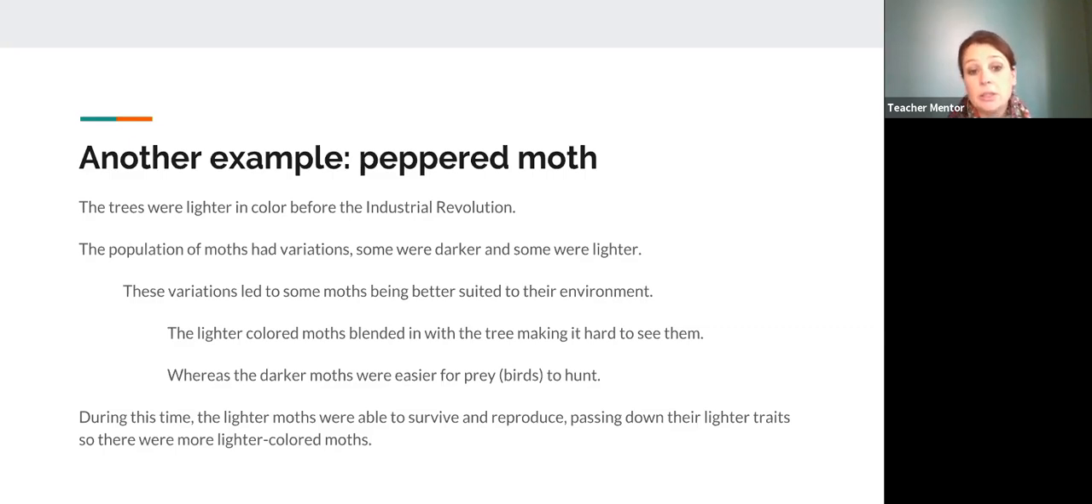The lighter colors would be better suited for blending in with the tree, making it very difficult to prey upon. Whereas the darker moths, once they landed on the tree, were easier to spot by the prey. So during this time, the lighter moths were able to survive and reproduce because they were able to blend in where the prey was not able to find them. And they were able to pass along their traits of being lightly colored. So the population of lightly colored moths only grew and increased.